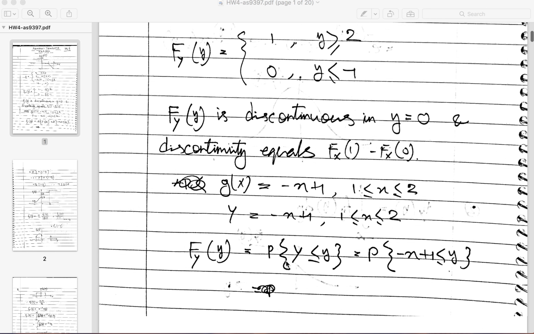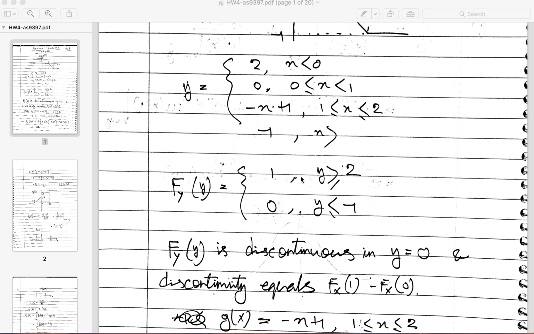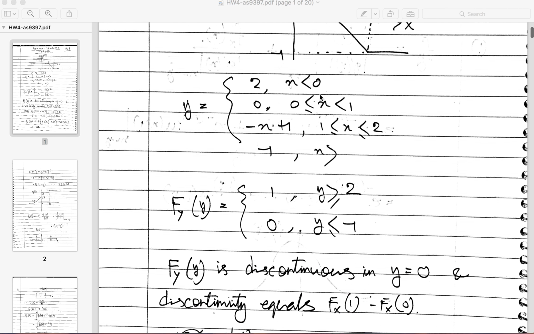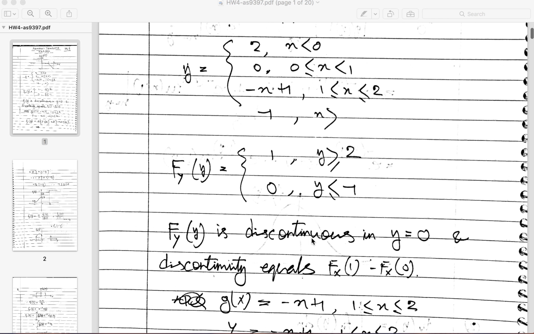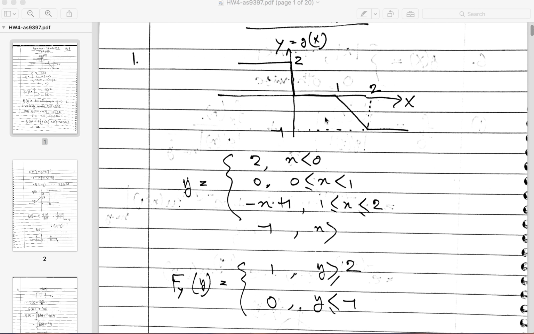Now let us look at the other points. First we look at the point where the value of y equals 0. We see that for x from 0 to 1, the value of y equals 0. That means that y is actually discontinuous at this point. For this discontinuous point, the difference should be Fx of 1 minus Fx of 0. That is pretty straightforward.